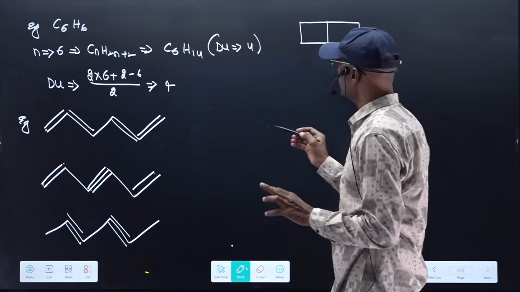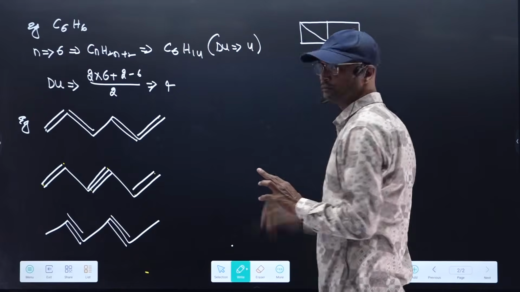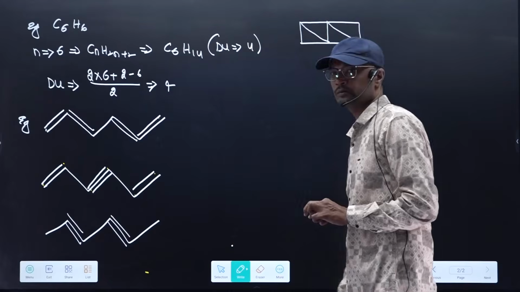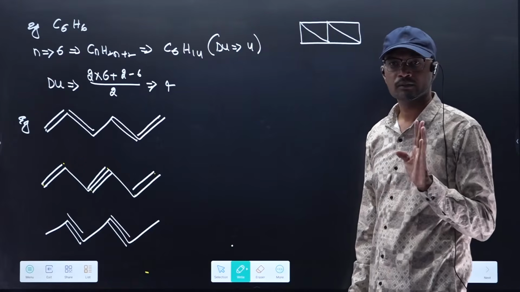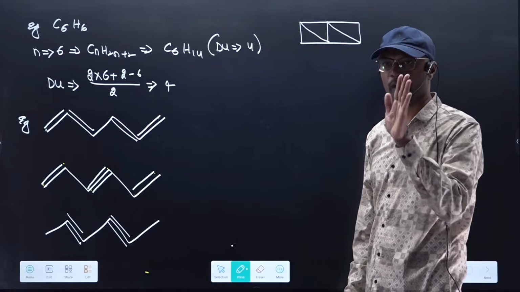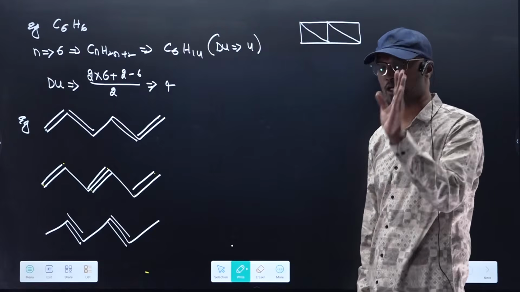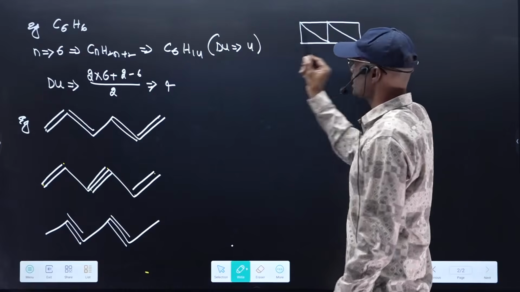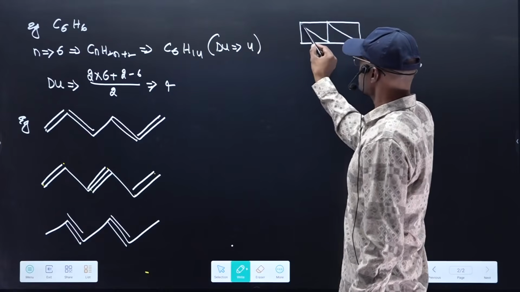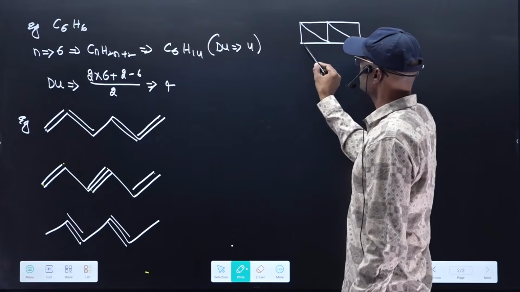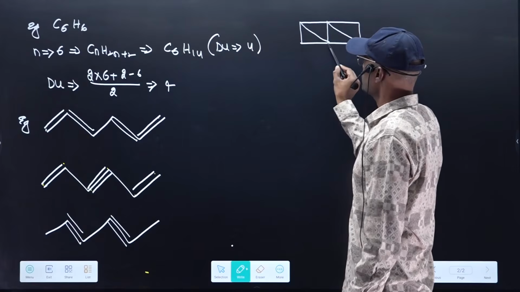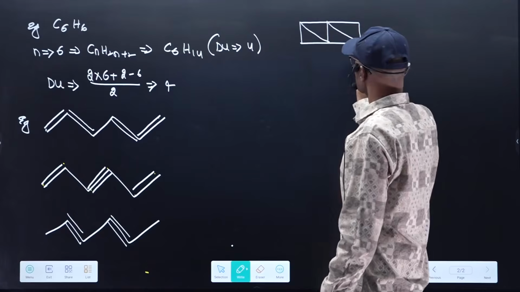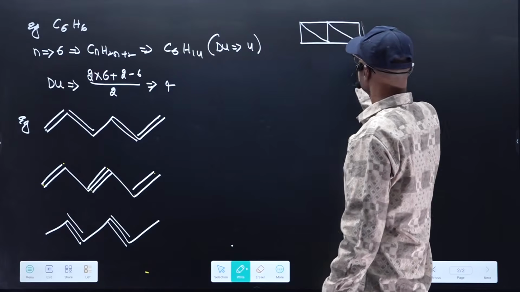Then, if I write one ring here, and if I write one more ring here, is it matching? Total how many rings? 4 rings. How many carbons? If the DU and number of carbons match, no need to see hydrogens. Automatically they will come. See, 1, 2, 3, 4, 5, 6 carbons are matching. Now here how many hydrogens? 1. Here 2. Here no hydrogen. Here 1 hydrogen, 2 hydrogen. 2, 1, 3, 2, 1, 3, 6.